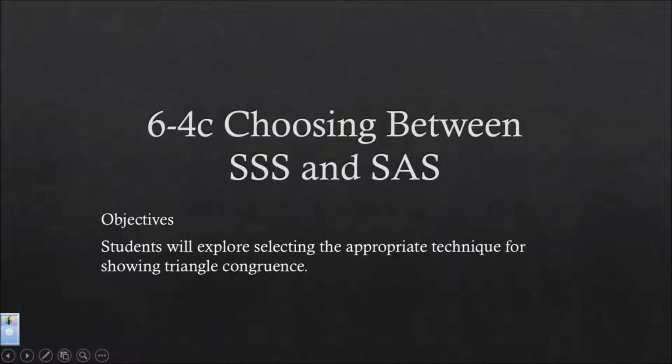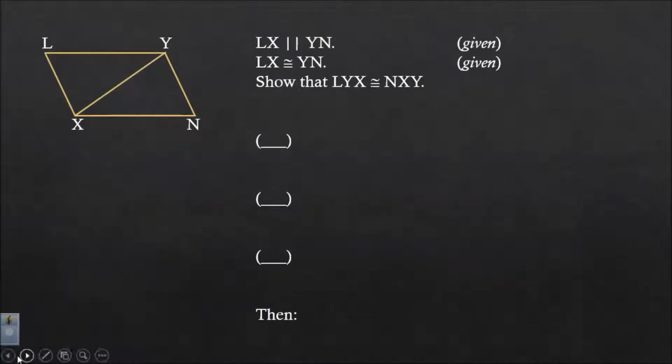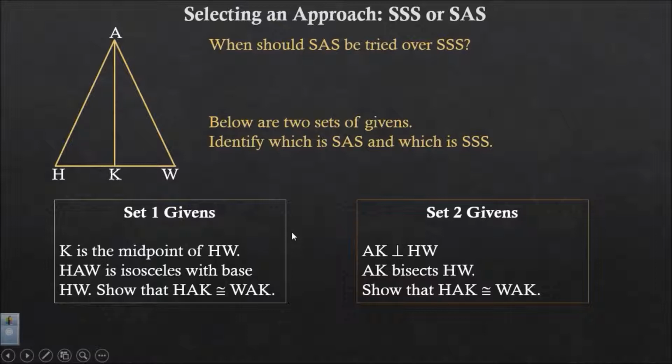Today we're going to be looking at Unit 6, Lesson 4C. This is the third in a series about side, side, side, and side angle side, triangle congruence. Today you're going to look at when do you pick side, side, side, and when do you pick side angle side. Okay, so when should side angle side be tried over side, side, side?